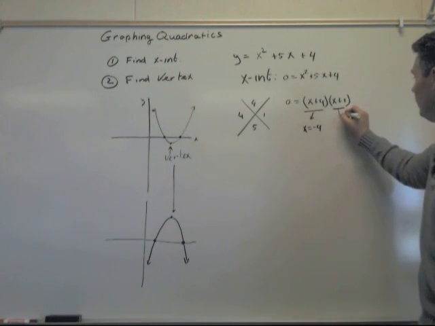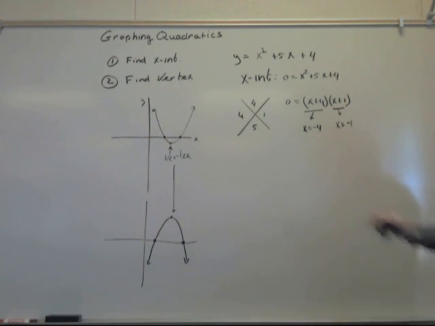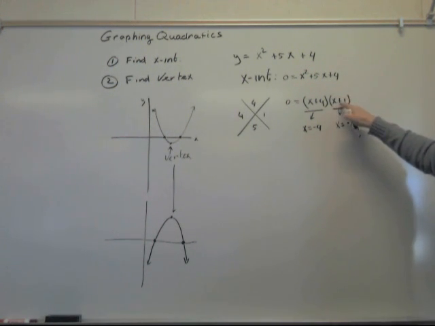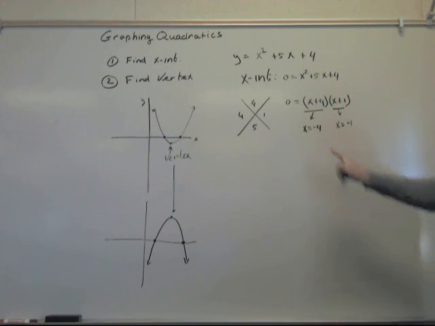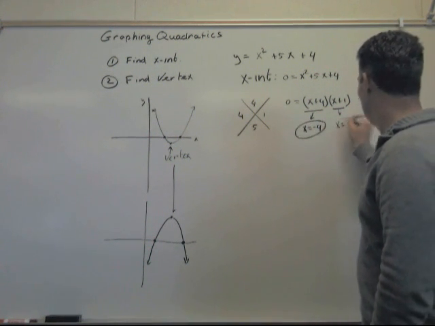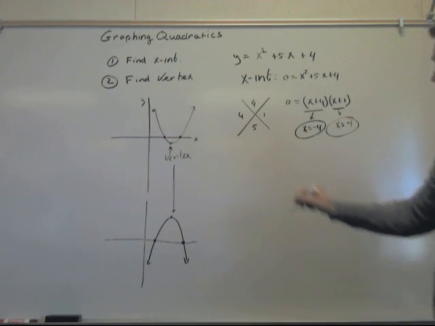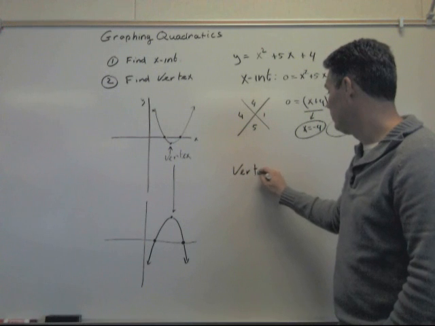And from here, I learned that x equals negative 1 is another solution, because that makes this factor 0. Multiply this 0 factor by anything else, and your answer is 0. So these are my two x-intercepts. Alright, so we're going to use these two in our graph. Then next, we need to look for the vertex.